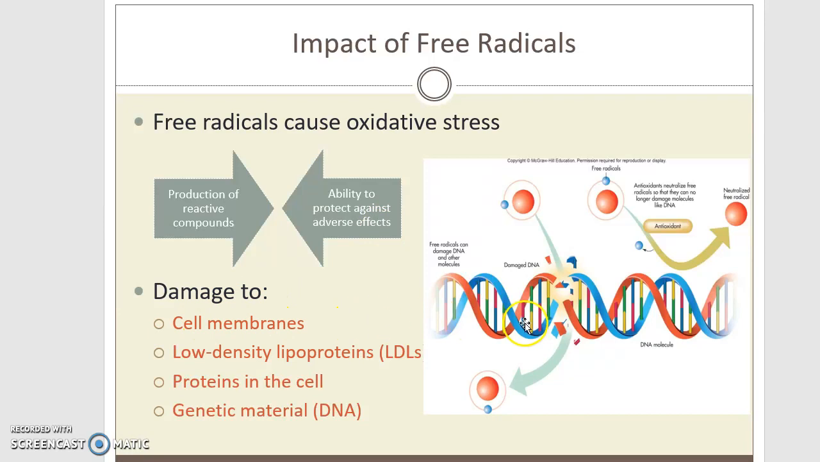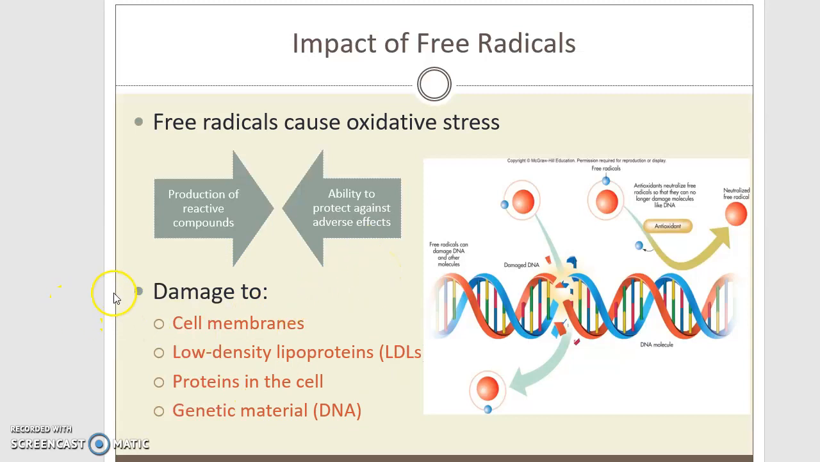It can damage cell membranes. You see here that when the uneven paired molecule comes along, it actually causes destruction of DNA. It can destroy the lipoproteins or the cell membranes in your cells, the proteins, the DNA. So too much oxidative stress can be maybe what they're thinking could lead to some of the causes of cancer.